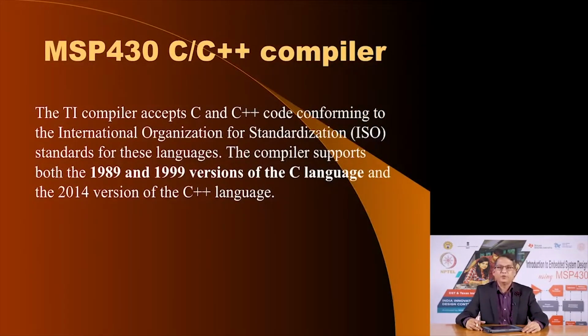Now, let us talk about the MSP430 compiler. It is a compiler which accepts C and C++ commands, and it is good for the 2014 version of the C++ language.